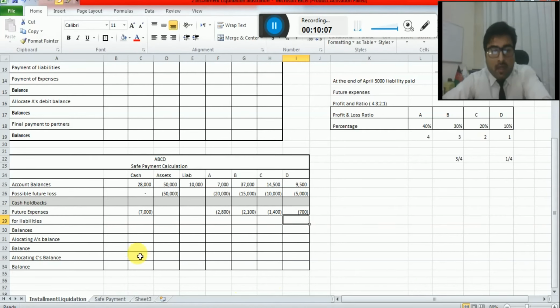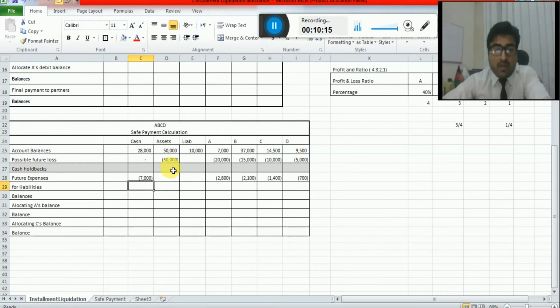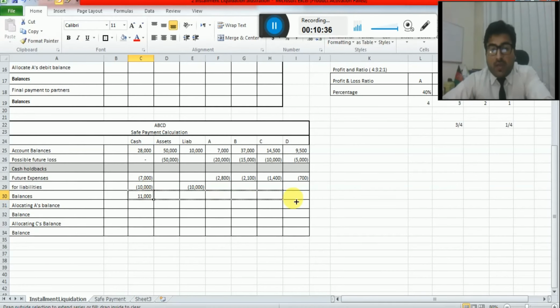Okay, now how much is liabilities? Okay, if we pay here 5,000, it means the 10,000 to be paid in the future, so minus 10,000, and also from liabilities minus 10,000. Right, now balance, so sum, take the values from the first to the end and just press enter. Now drag it to the right.